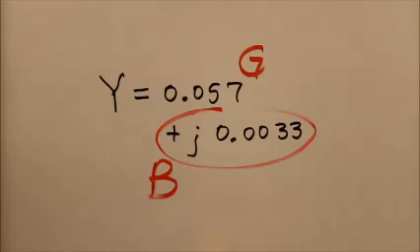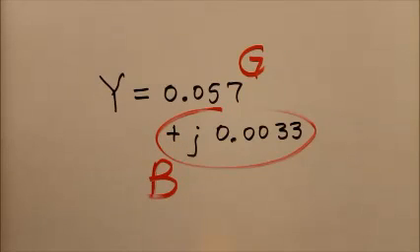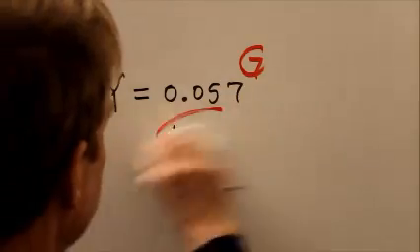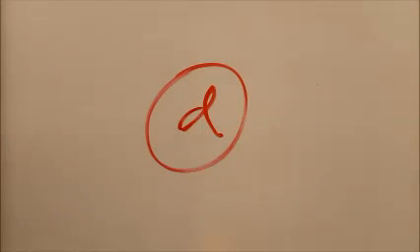This particular complex number, because the susceptance is positive, that is a capacitive susceptance. So the correct choice in this particular situation is D, as in delta. It is a capacitive susceptance.